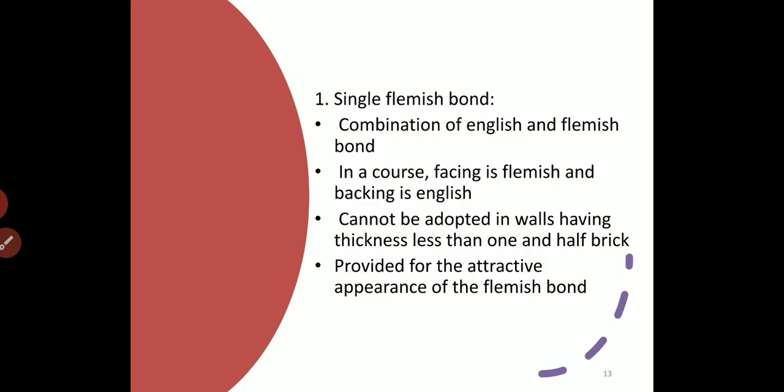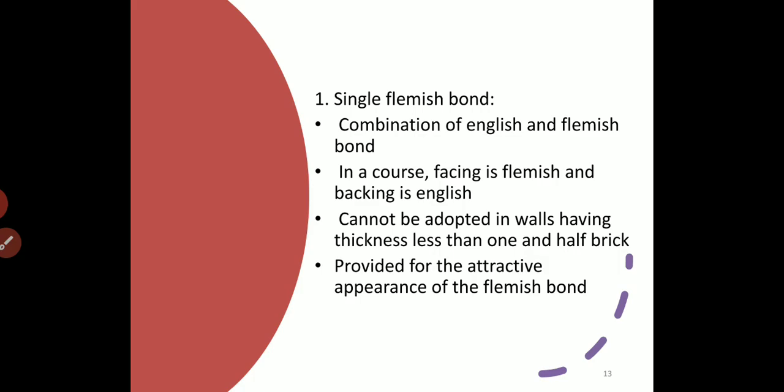So what is single Flemish bond? It is the combination of English bond and Flemish bond, resulting in a new type of bond called single Flemish bond. It is a combination of the English and Flemish bond, and it is a new type of bond, so it is called single Flemish bond. In this bond, the facing is Flemish and the backing is English.